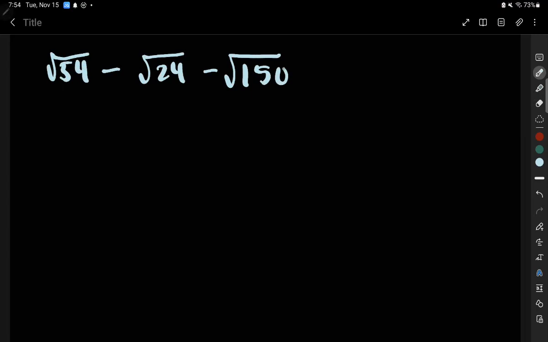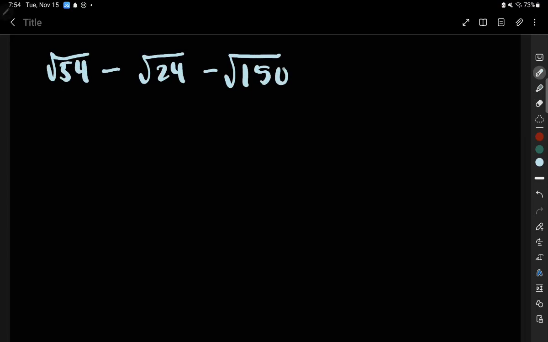All right, so we're going to simplify radicals and rationalize fractions with radicals. So first, we're going to simplify. Let's say we have the square root of 54 minus the square root of 24 minus the square root of 150.